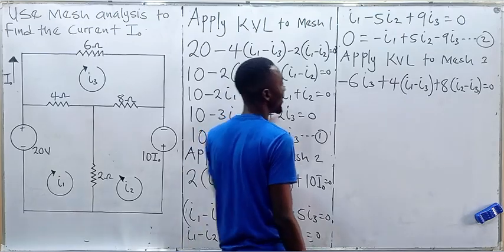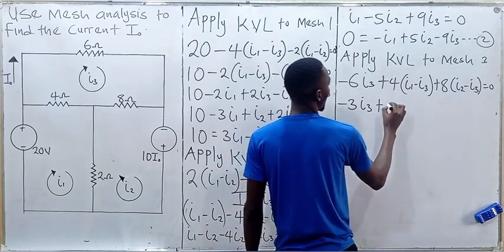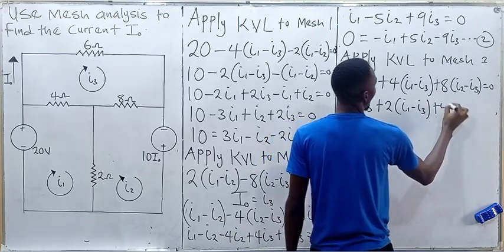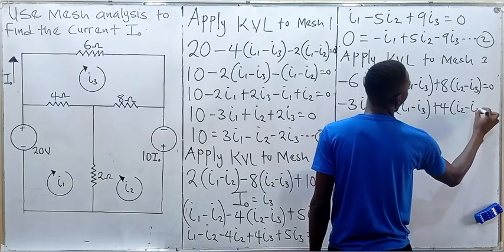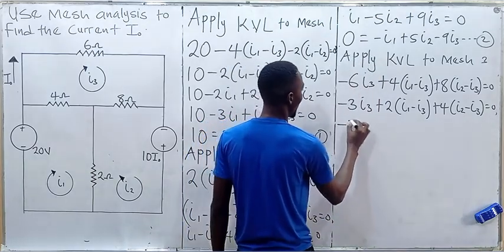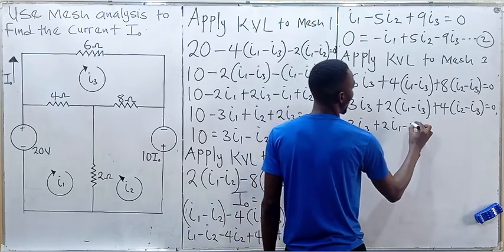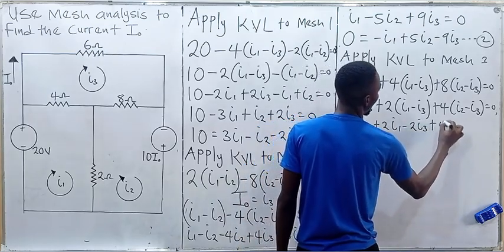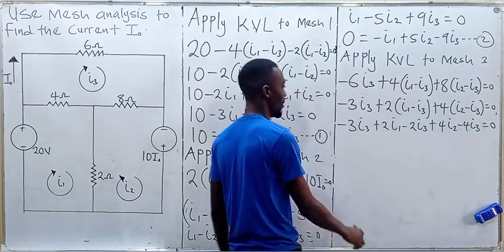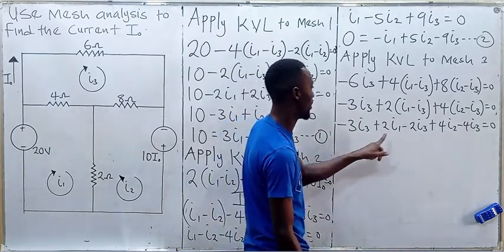All right. So if we divide through by 2, we are going to have minus 3i3 plus 2 into I1 minus I3, then plus 4 into I2 minus I3 equals 0. All right. So if we open that bracket, we are going to have minus 3i3 plus 2i1 minus 2i3 plus 4i2 minus 4i3 equals 0.